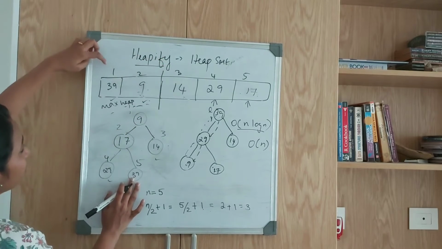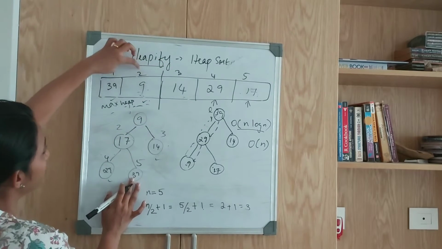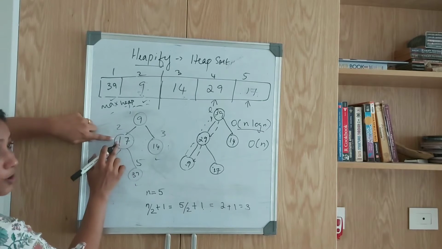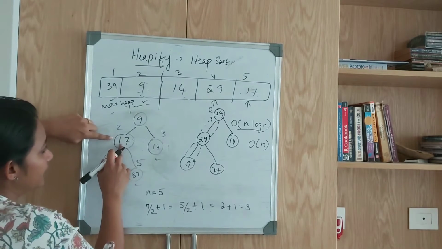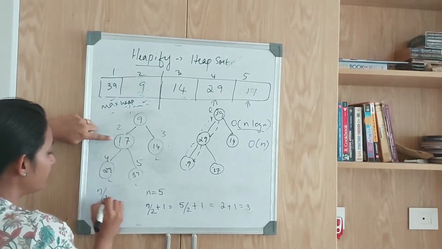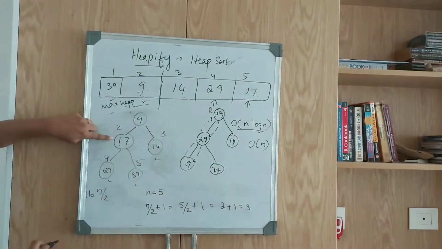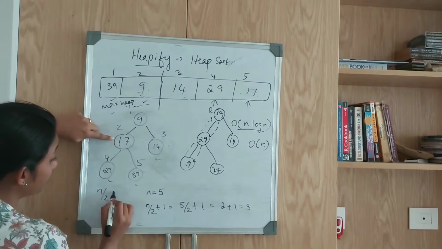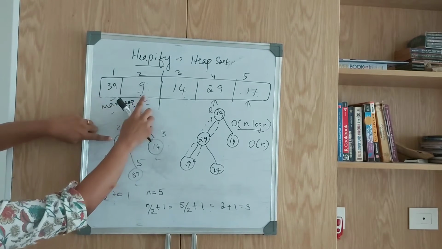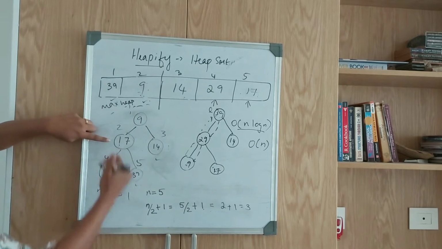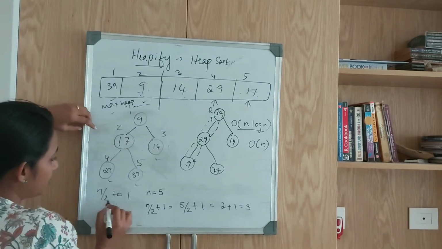See, your loop will only work from 1 to 2. So how will you get this non-leaf with a large index? Your loop will work from 1 to n by 2. Sorry, it will work from n by 2 to 1. Okay, it's ulta. It's going to work from here backward. So n by 2 is what?